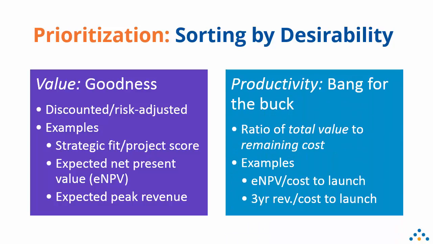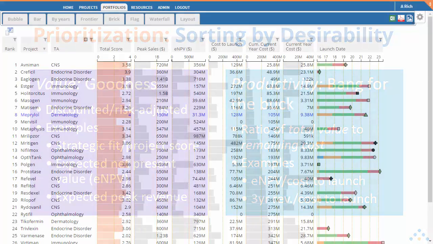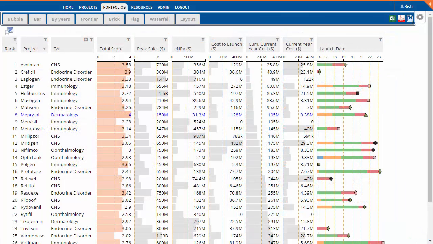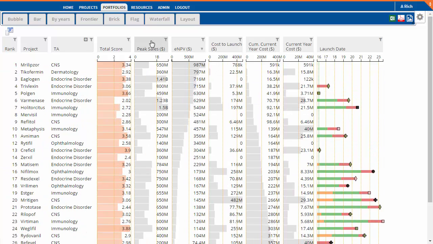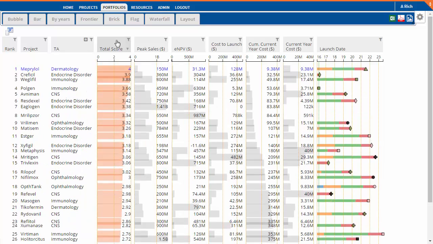You can also prioritize by productivity or bang for the buck. Productivity is just a fancy way of saying you want to consider cost as well as benefit as you rank. You'll divide each project's benefit by its cost, usually the remaining cost to launch the product into the market. Let's look at prioritizing by value first. It is as simple as sorting by a metric, such as ENPV, peak sales, or total score.